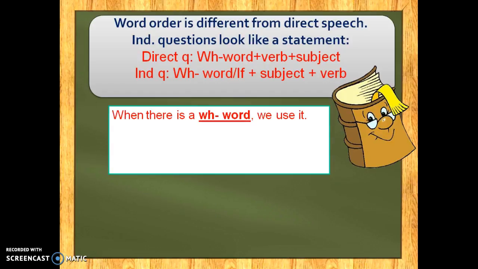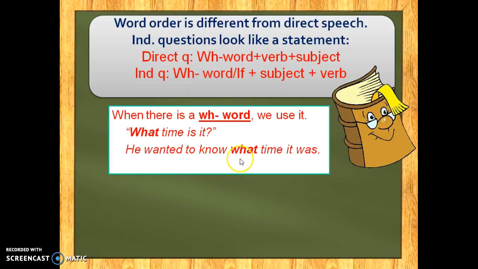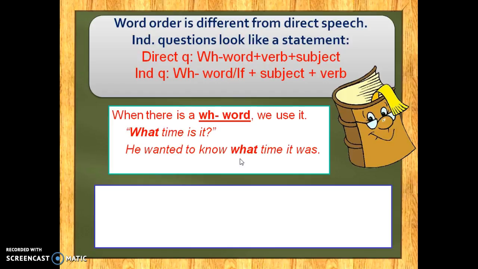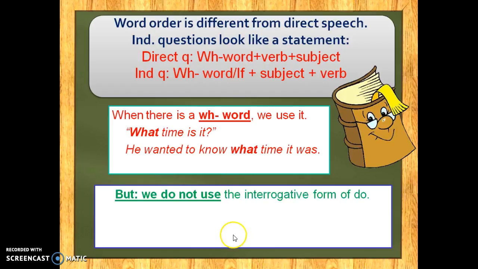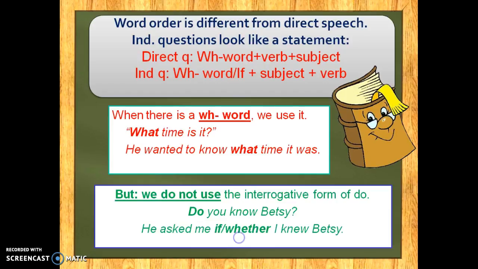That's the big change. Look, when there is a WH word, we repeat it. See the example: What time is it? He wanted to know what time it was. Right, we repeat it. But we don't use the interrogative form of do. Do you know Betsy? This is a kind of yes-no question. He asked me if or whether I knew Betsy. See that do changes into if or whether.